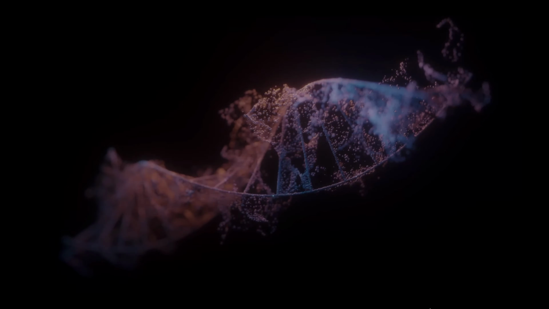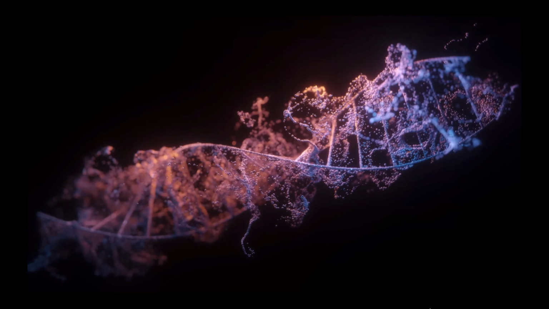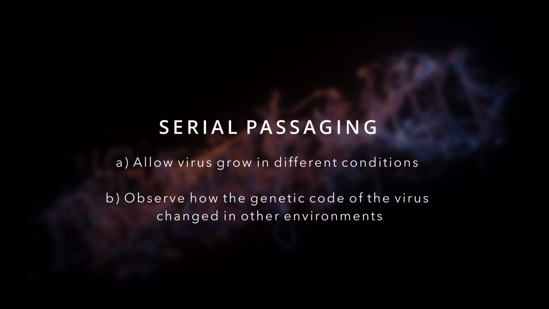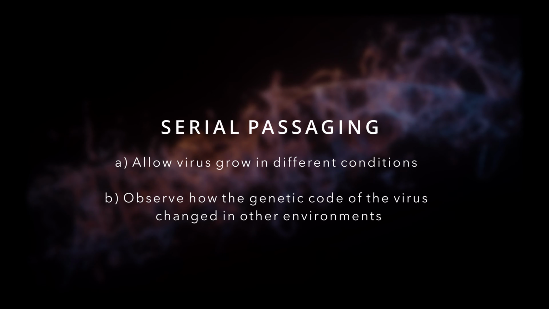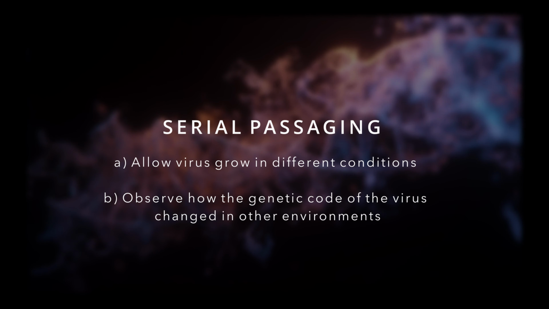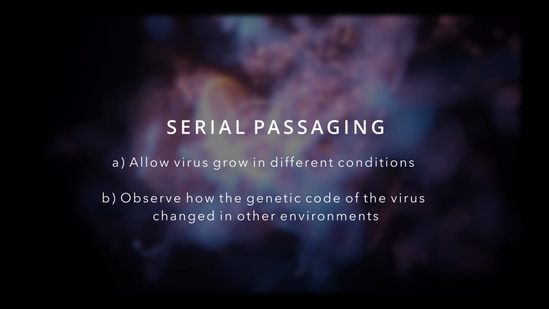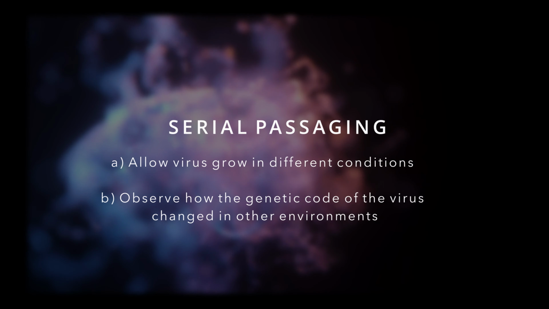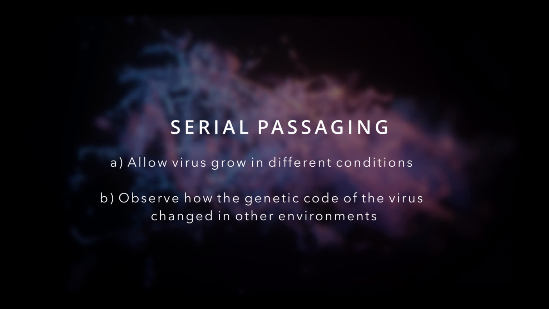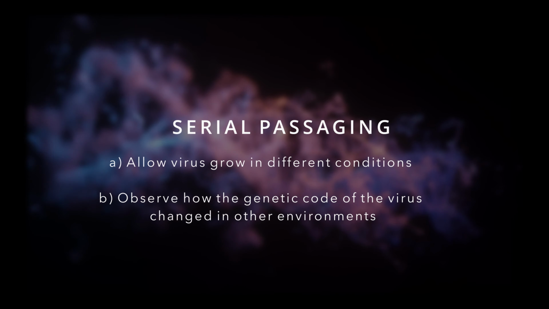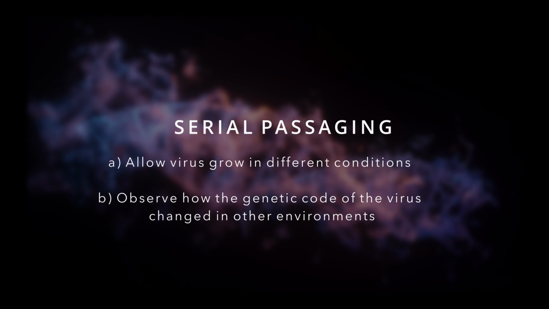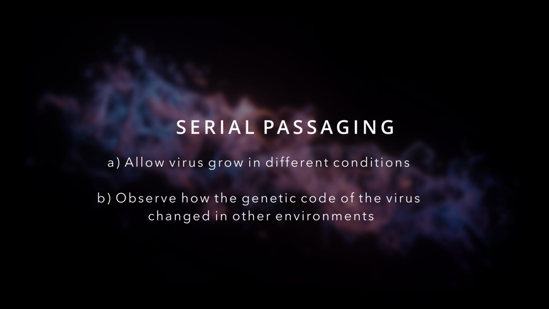This is achieved through genetic engineering or serial passaging, which involves allowing the pathogen to grow under different conditions and then observing the changes. For instance, the pathogen may be first grown in one environment, and then a portion of it may be taken and allowed to grow in different sets of controlled environments. The process is continuously repeated, and the final product is compared to the original pathogen to understand how the microbe changed its genetic code.